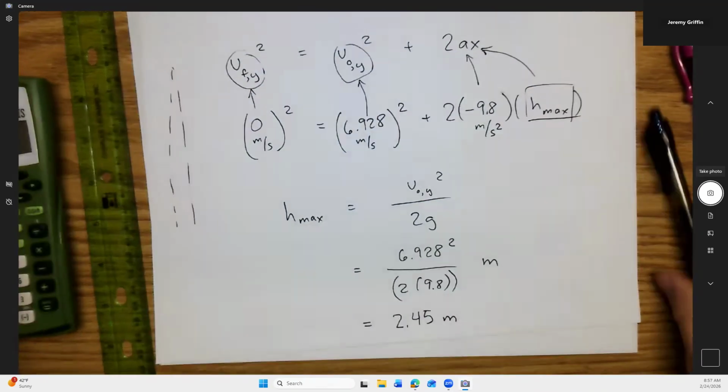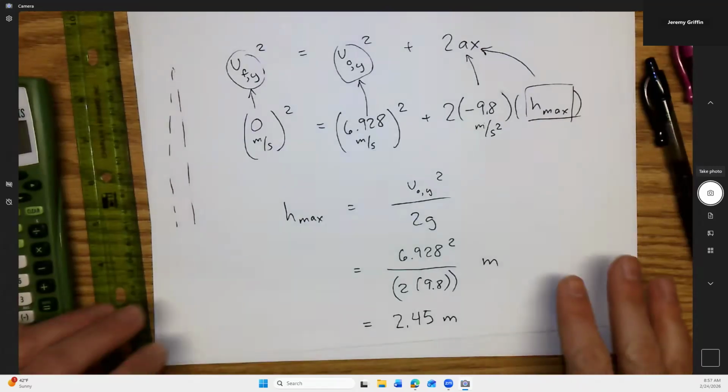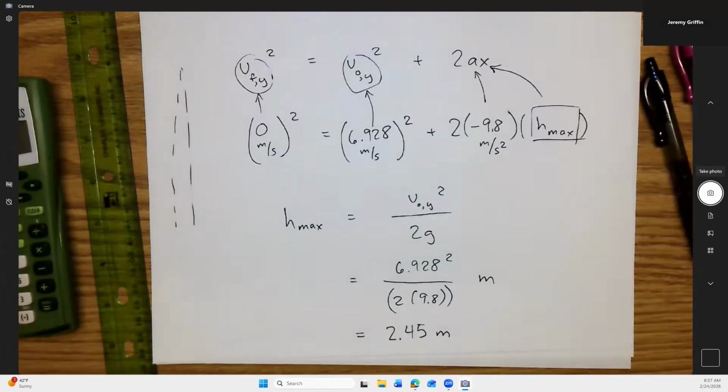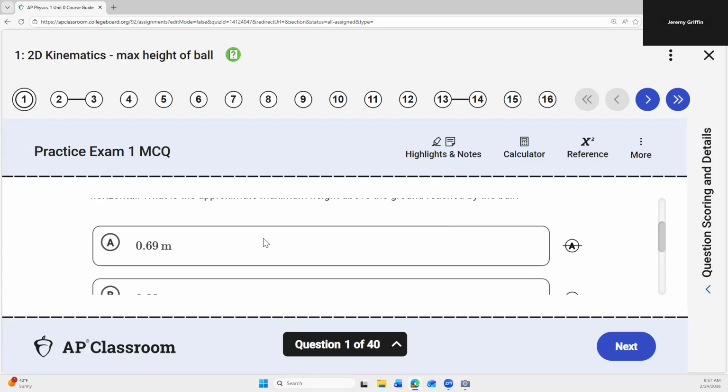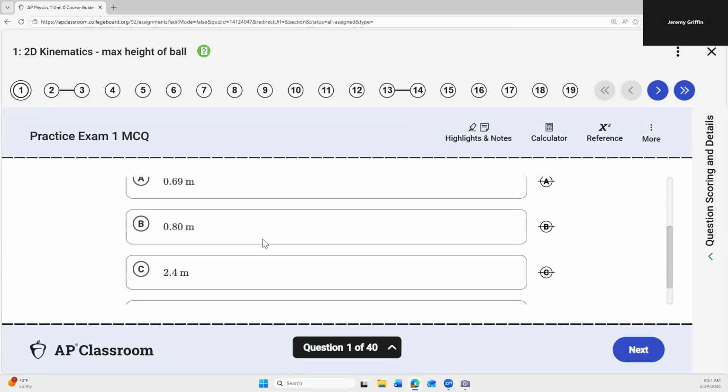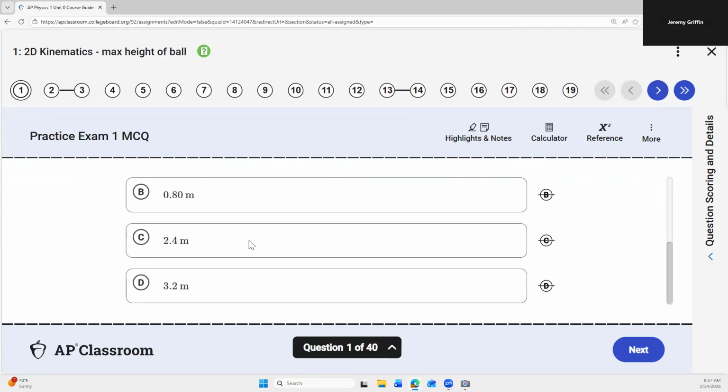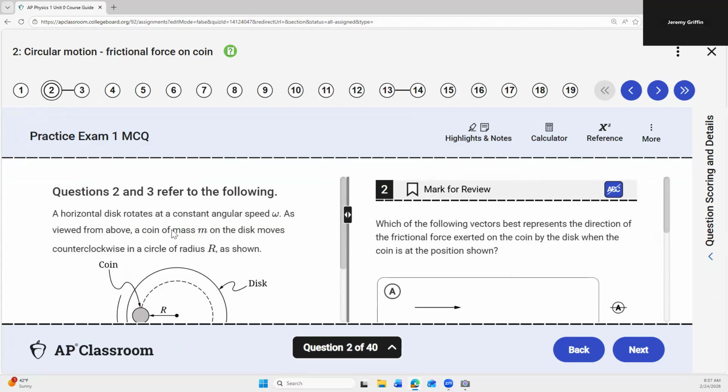Okay. You guys know AP likes to round, so let's look for the closest answer to that. About 2.45 meters here. Well, I see a 2.4. That's probably it. So when I click it and the box turns green, that means it's the right answer. So you guys good with that? All right.